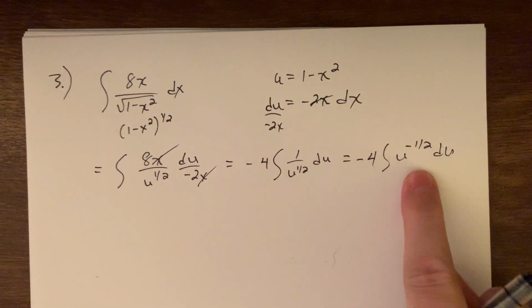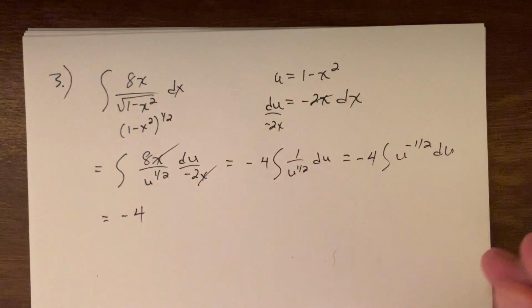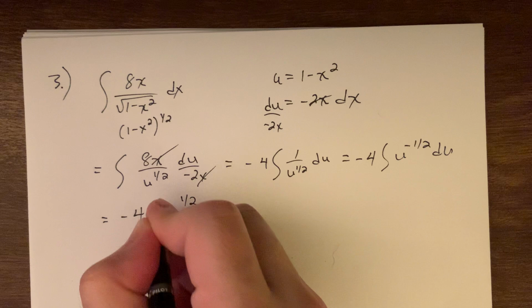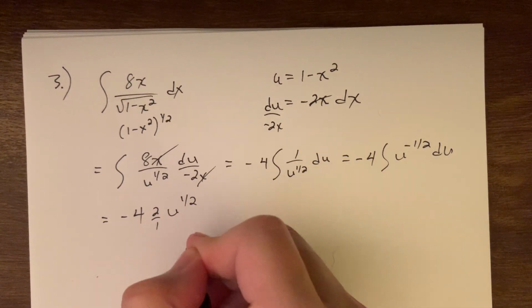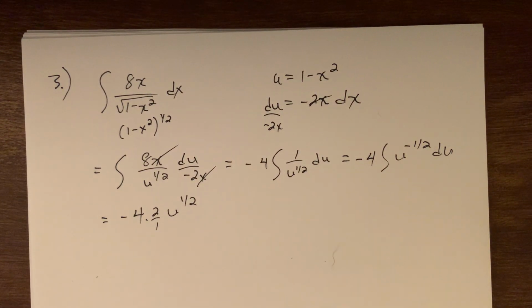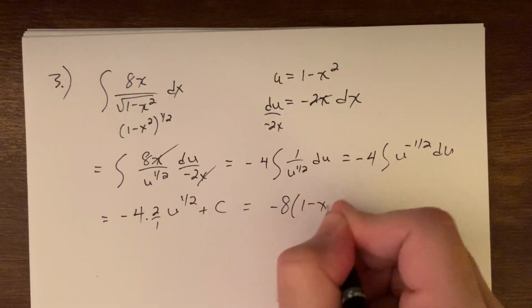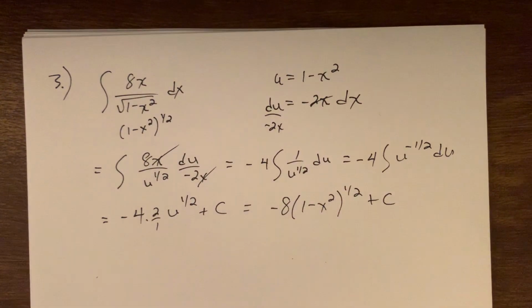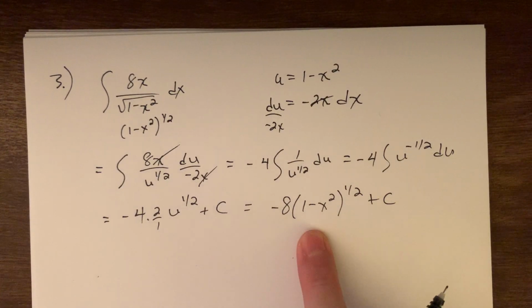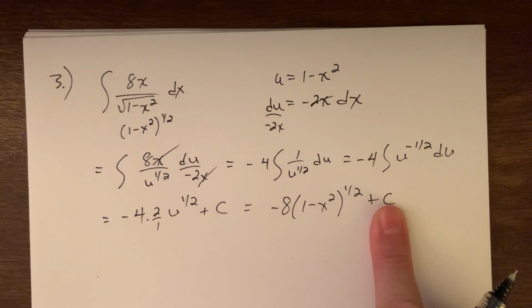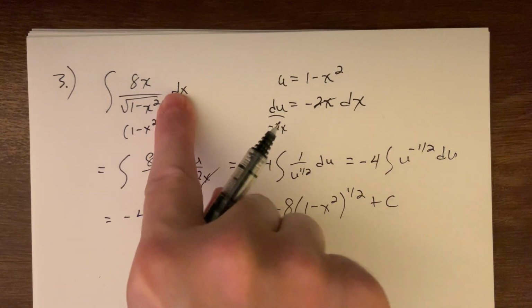by bringing this to the numerator, and now this is just some nice simple power rule. Add 1 to the exponent, I get u to the positive 1/2. Dividing by 1/2 is times the 2 over 1. I get my plus c, so I get minus 8, 1 minus x squared to the 1/2 power plus c. Or the square root if you prefer. Good answer. Take your derivative, you'll see everything matches. 1/2 out in front, you get a minus 4, this to the minus 1/2, then you get a minus 2x as a multiplier, clean that up, and everything matches.